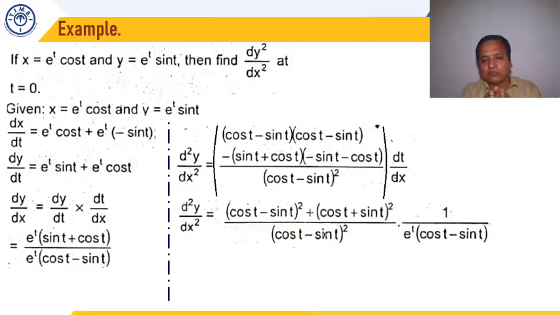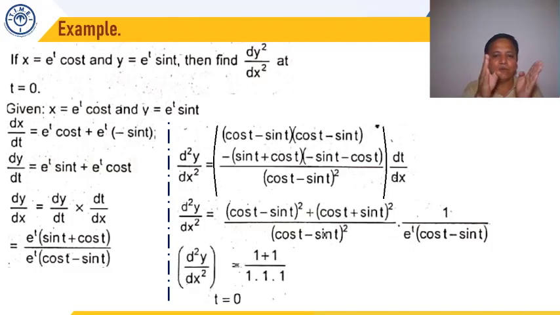Now one form is you simplify this expression. The other form is you simply evaluate the second differentiation at t equal to 0. So put t equal to 0. Cos 0 is 1, sin 0 is 0. So the first (cos t minus sin t) whole square becomes 1, and (cos t plus sin t) whole square will also become 1. So this expression reduces to numerator 1 plus 1. Denominator, cos 0 is 1, sin 0 is 0, it's 1.